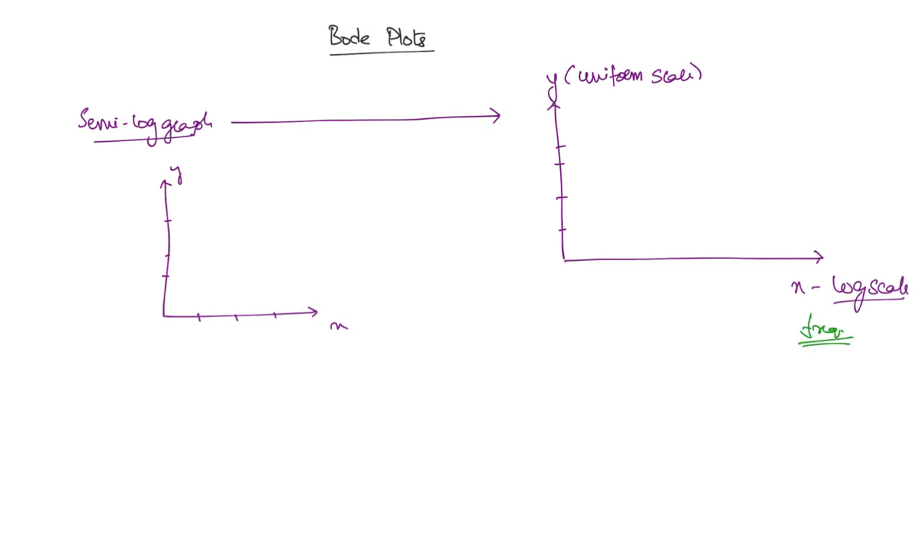Okay. So the purpose of a semi-log graph is that whatever we are plotting on the y scale, be it the magnitude or the phase, we want its variation over a long range of frequency. You will get a long range. Okay. So why is that?